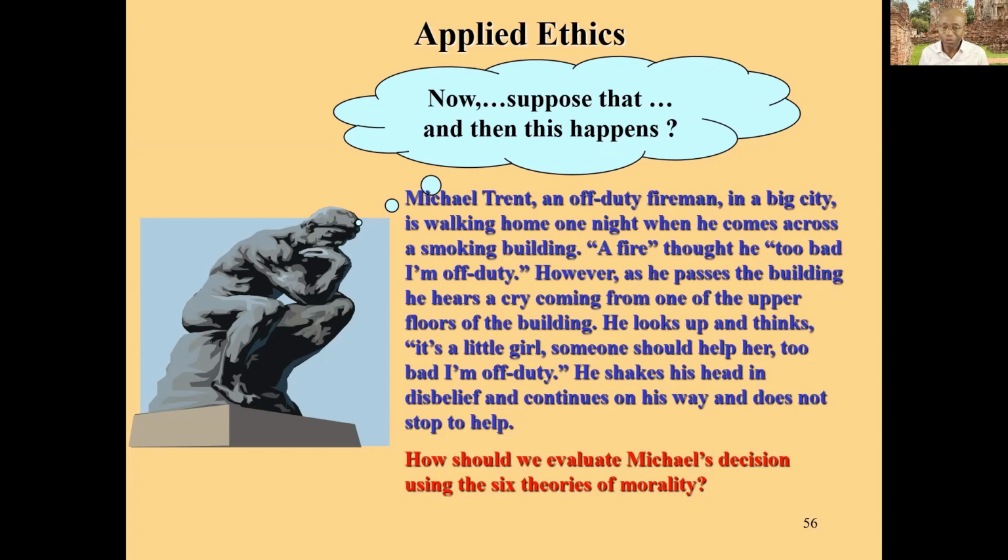How would you respond with each of these 6 theories? If it's something wrong, I can give you one example. If you apply Socrates, well, Michael Trent is not doing the right thing because he doesn't have the right knowledge. If you don't have the right knowledge, that's why you're doing wrong. That's Socrates' way.